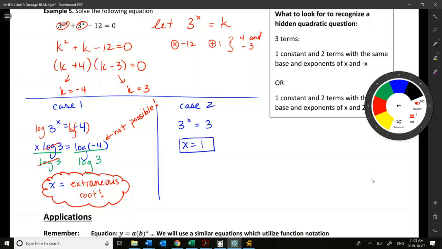Liam? If you got an extraneous root on the test, would writing just x equals NA work as well? I would like you to identify any extraneous roots that come about from your solving process. So you would just tell me it's an extraneous root.